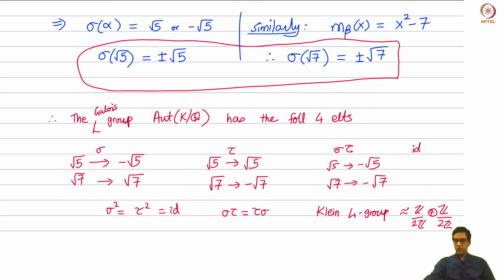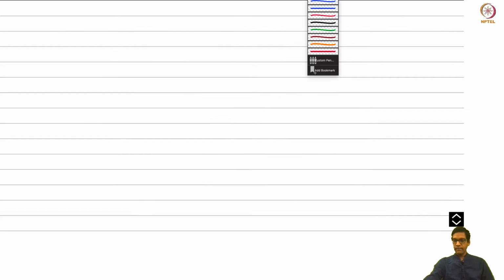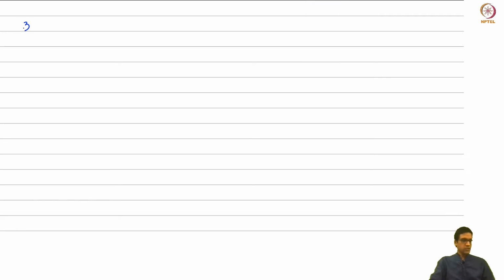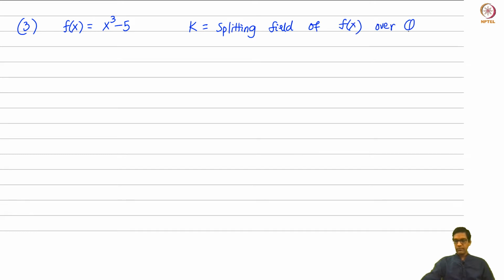Okay, good. So let's do another one, slightly more complicated. Let's take the base field again to be Q, and let's take the polynomial x cubed minus 5, and let K denote the splitting field of this polynomial over the base field Q. What does that mean? Well, I have to just take the roots of this polynomial. I know what the roots are in the complex numbers.